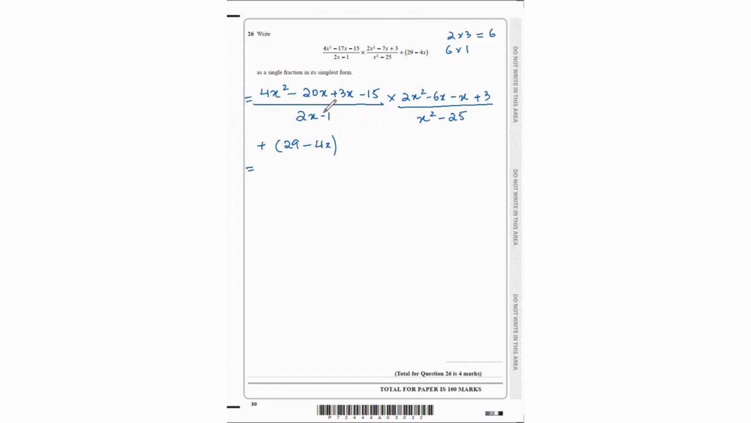Once we split the middle term, then we factor by grouping. We split the equation into two groups. The first two terms make one group and the last two terms make another group. We're going to factor these groups separately. In the first group, we have 4x common, so 4x bracket x minus 5. And in the second group, we have 3 common, so x minus 5 goes in the bracket.